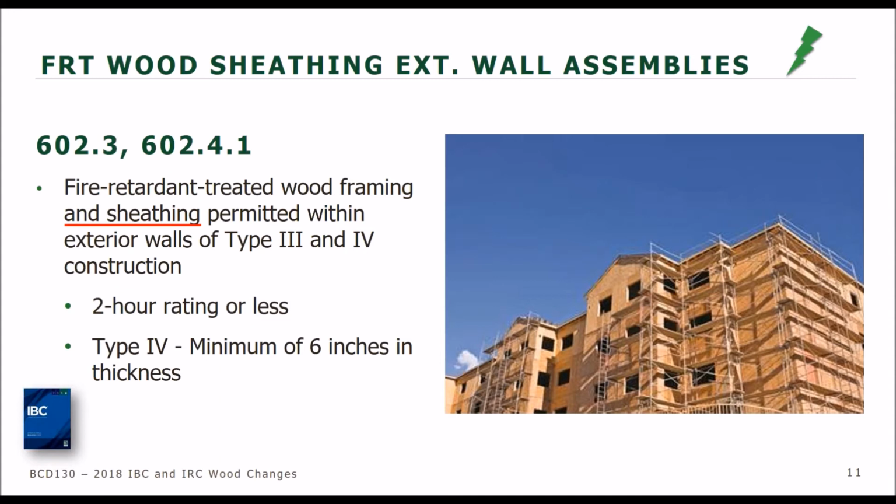Now, type 3 and type 4 construction have exterior walls of noncombustible material, and it permits fire retardant treated wood within the exterior wall assemblies that have 2-hour fire resistance or less. Now in the code is a clarification of what wood framing really means. And I'll let Jim provide some background behind this.